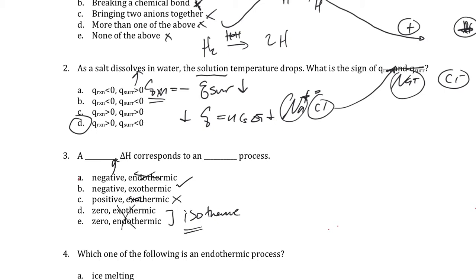So iso is just the prefix for same. I don't know if I'd expect you to recognize that or not, but the key is that B is the right answer.